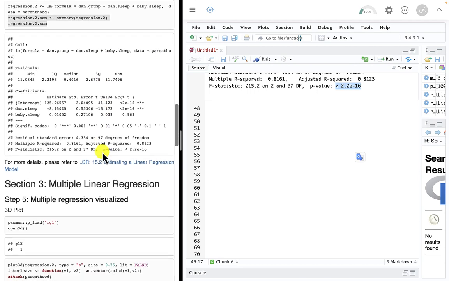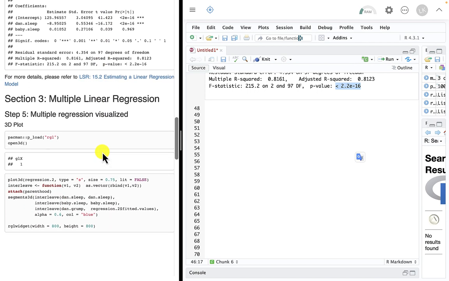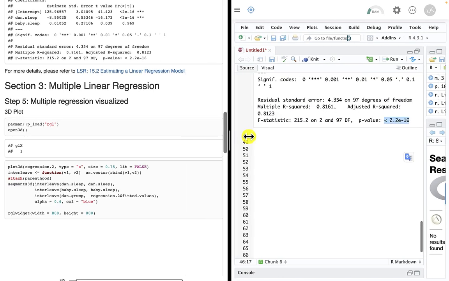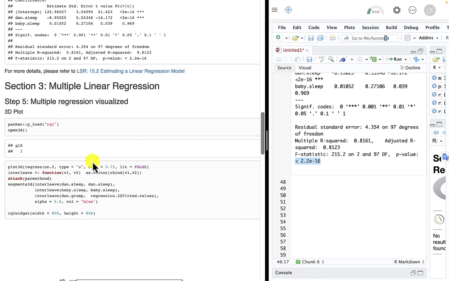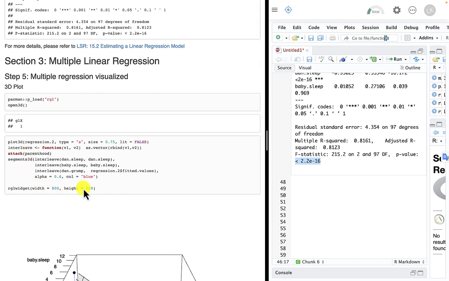All right, so next, multiple linear regression. Well, let's visualize this. Now, I have some code. You can see it here in the lecture notes. I'm not going through this with you. This is well beyond the scope of the class.